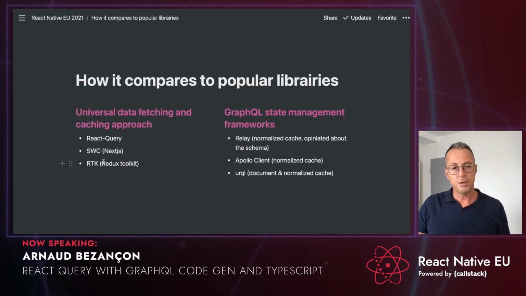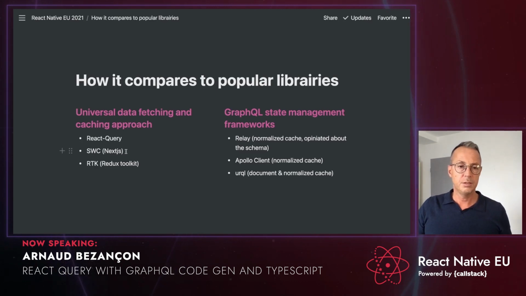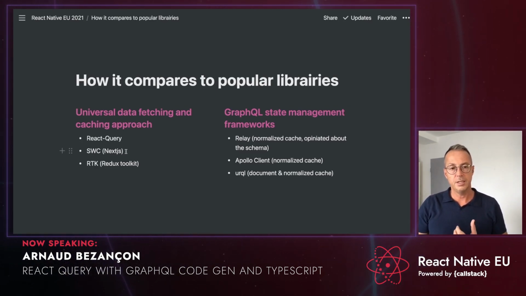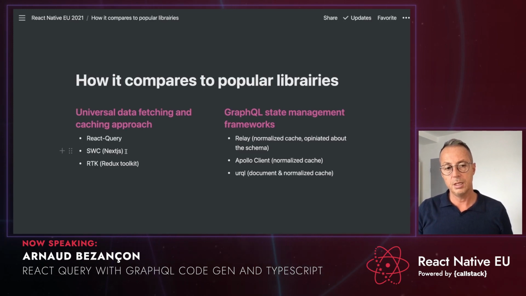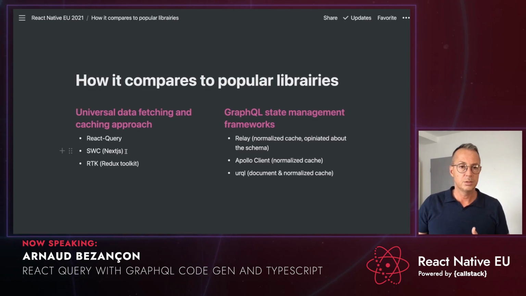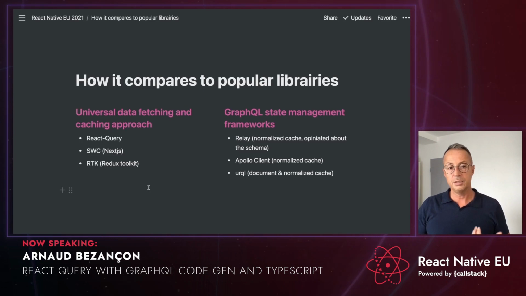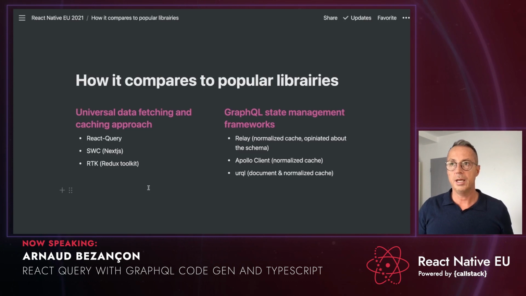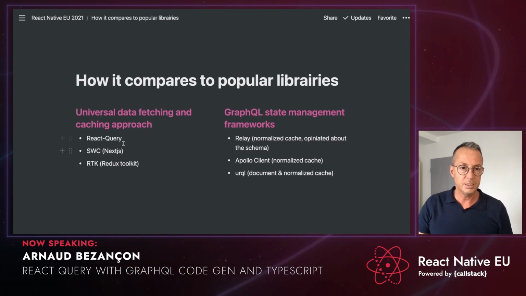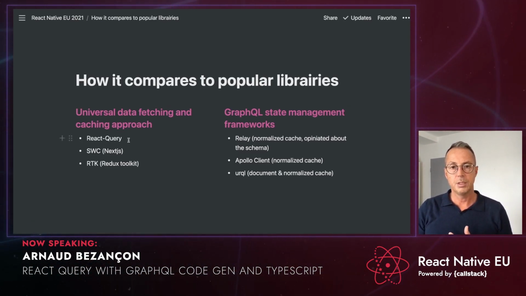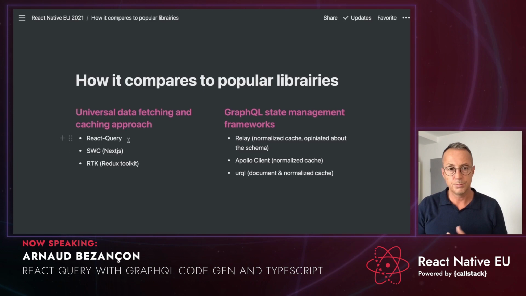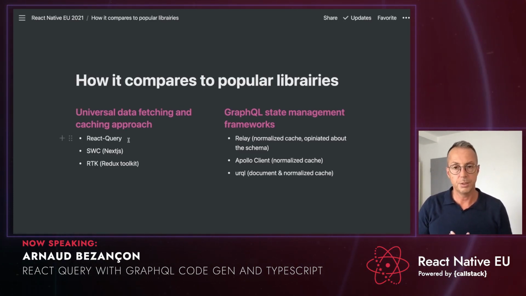In this category, you have also SWR, often used with Next.js, and Redux Toolkit, which is something more integrated with Redux if you like this approach. So React Query in this category is really great. And you also have to take into consideration the community, the maintainers, and all the resources around, like the GraphQL CodeGen plugin. So for me, it's my preferred library in this category.